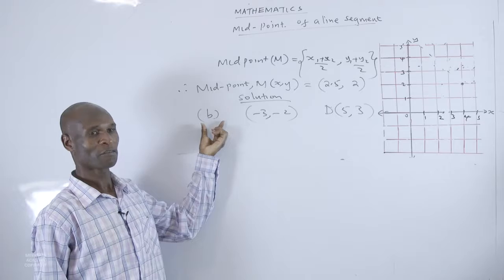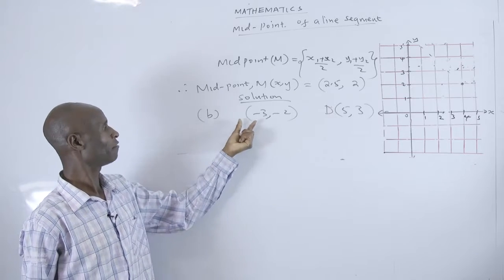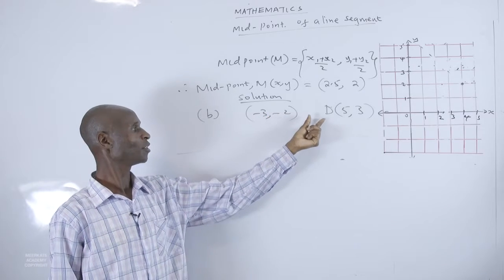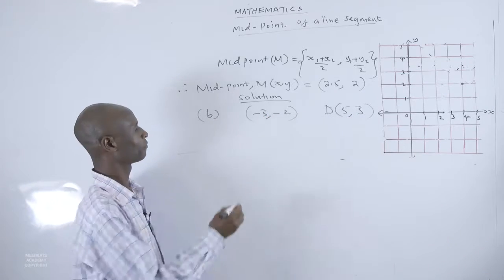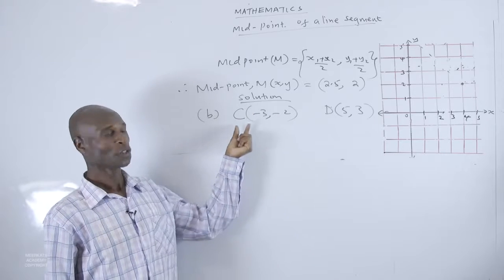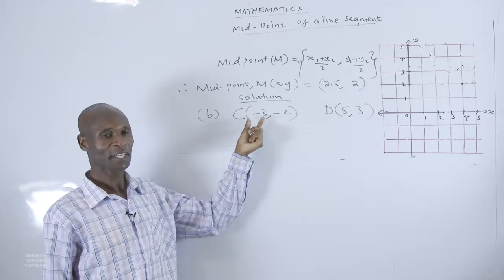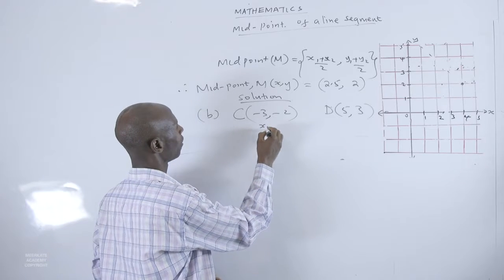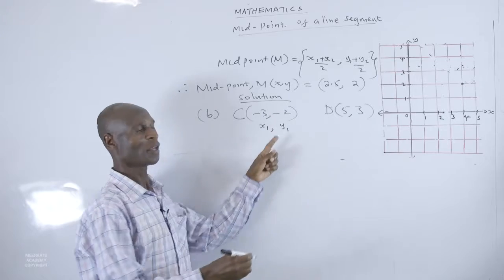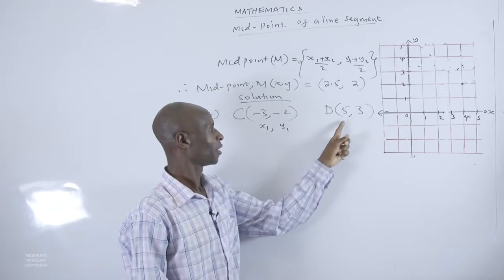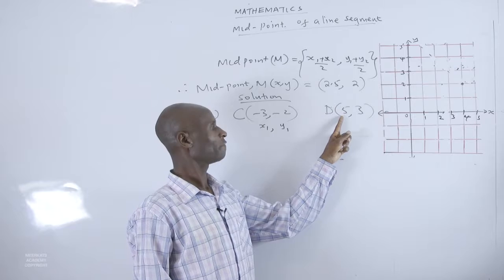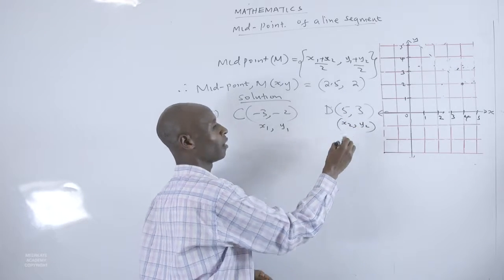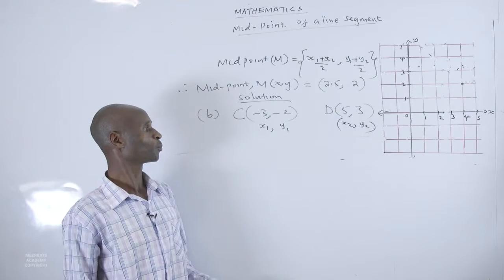For part B of that particular question, we have the first point as negative 3, negative 2, and the second point as 5, 3. So what we do, we assign the coordinates. For the first point, negative 3 is x1, then negative 2 is y1. For the point D, the first coordinate is x2, and the second one is y2.